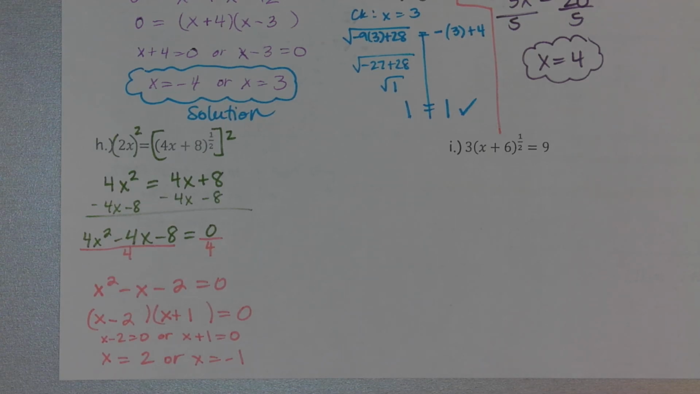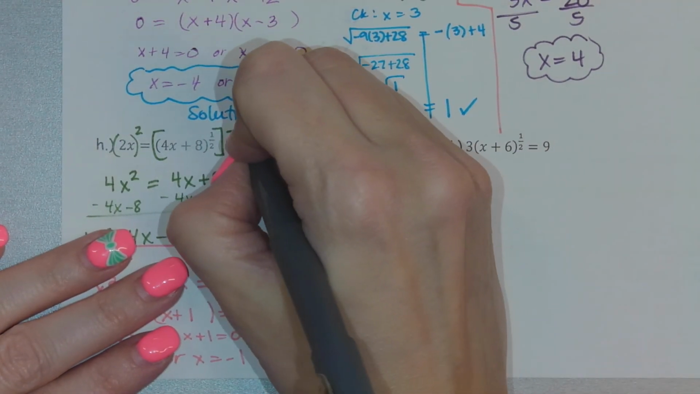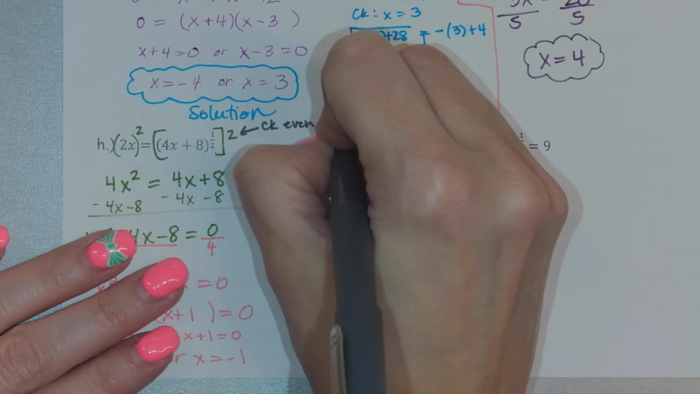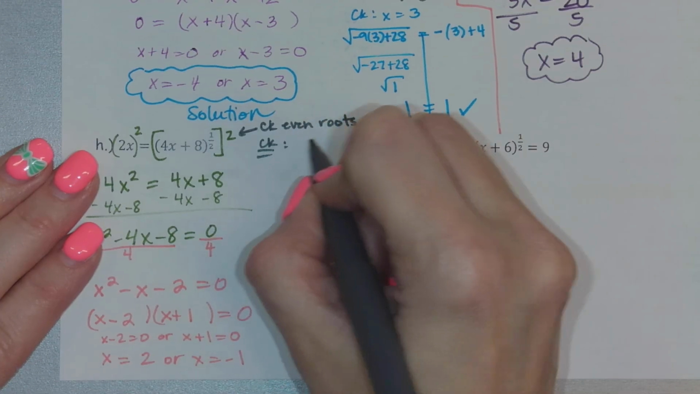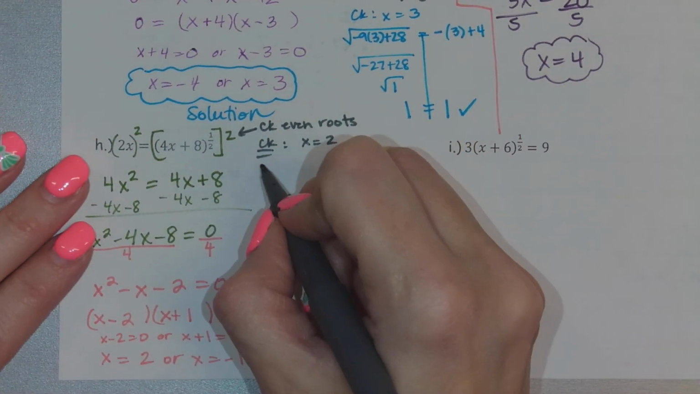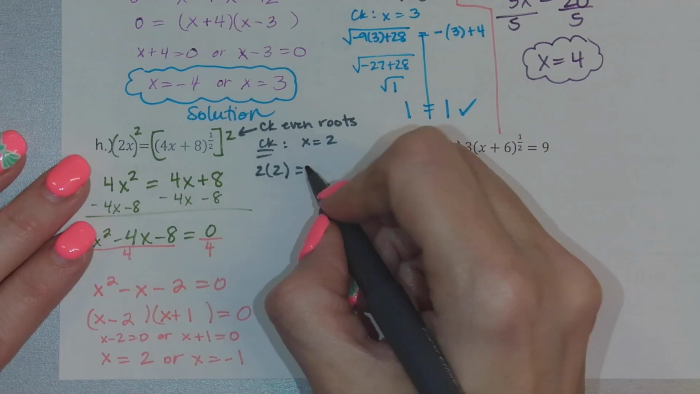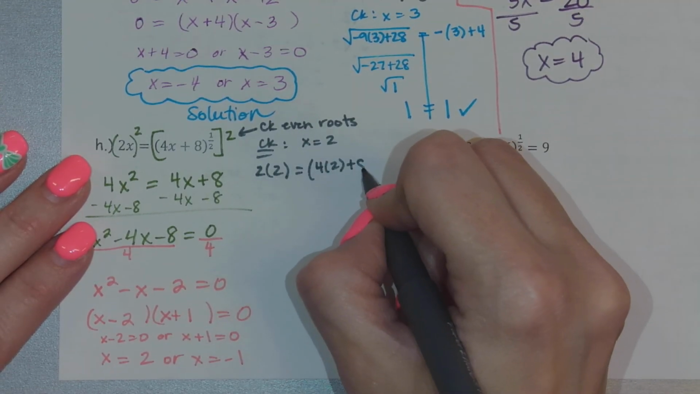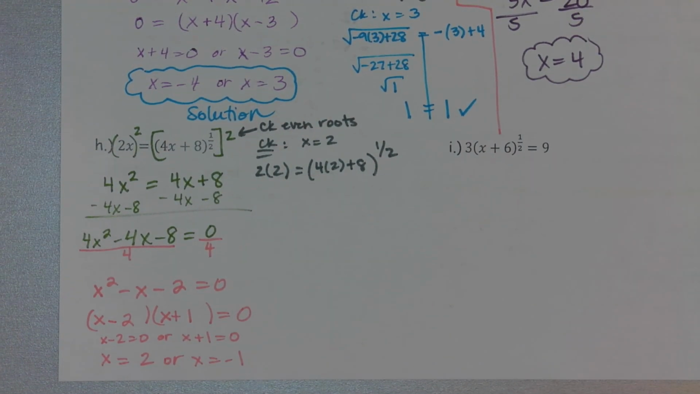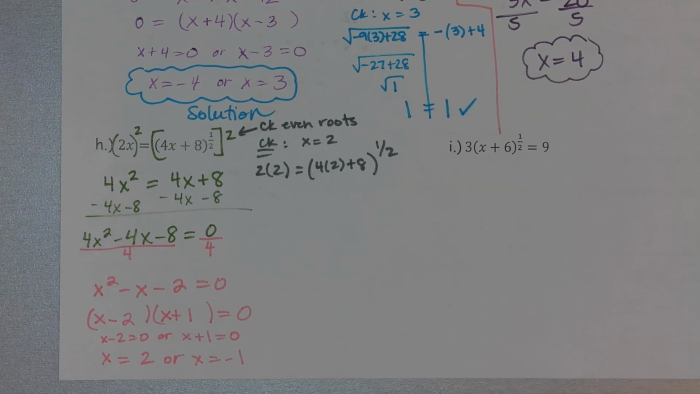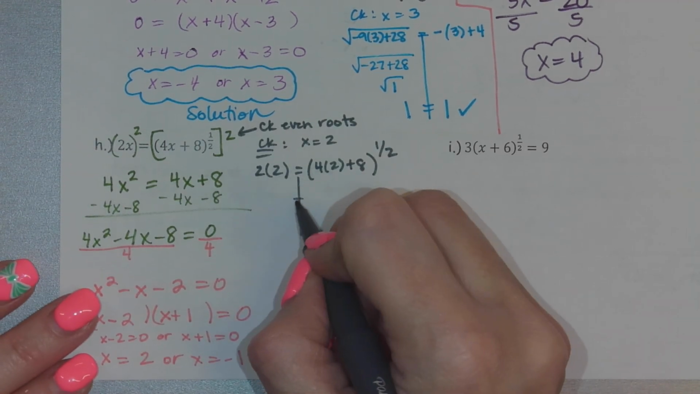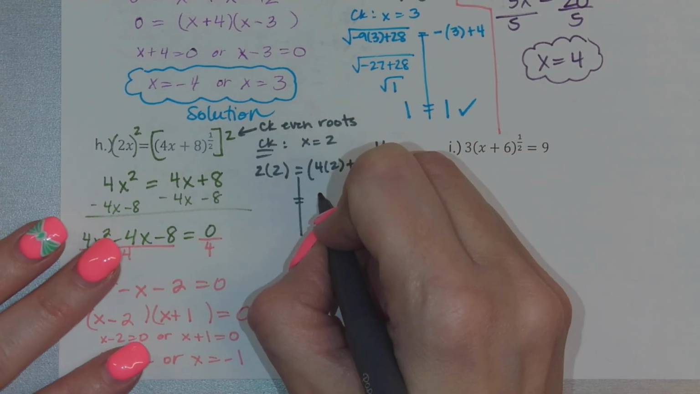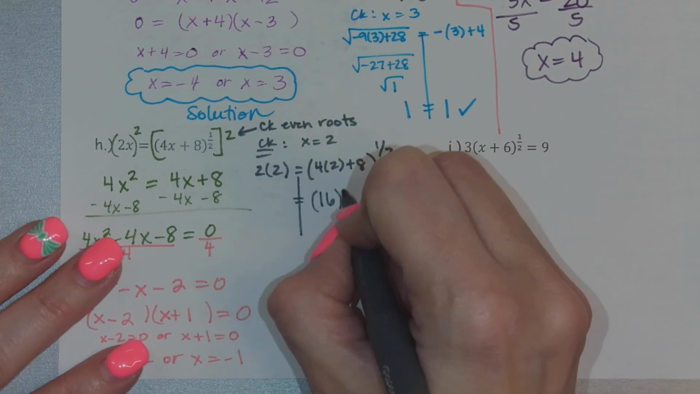And then this one we do have to check because it's even. It's all about your root. So when you check x equals 2, 2 times 2 equals 4 times 2 plus 8 to the 1/2. So I'm going to help you with this check. So 4 times 2 is 8. 8 plus 8 is 16. So this is 16 to the 1/2.